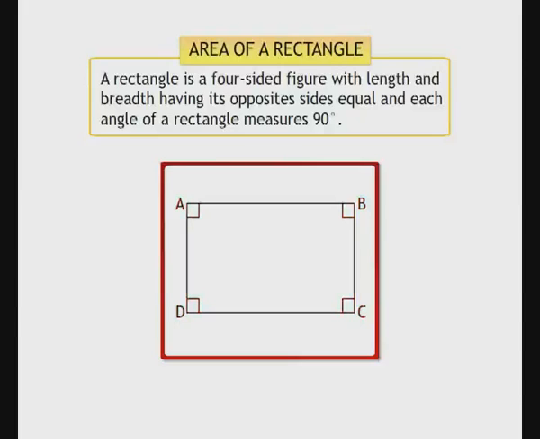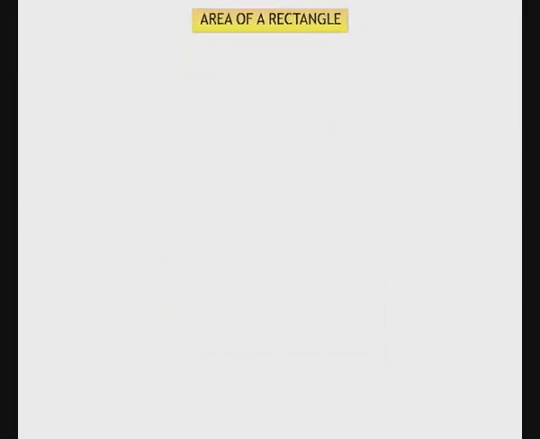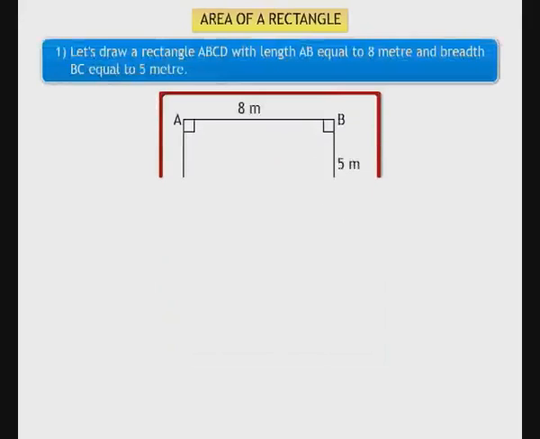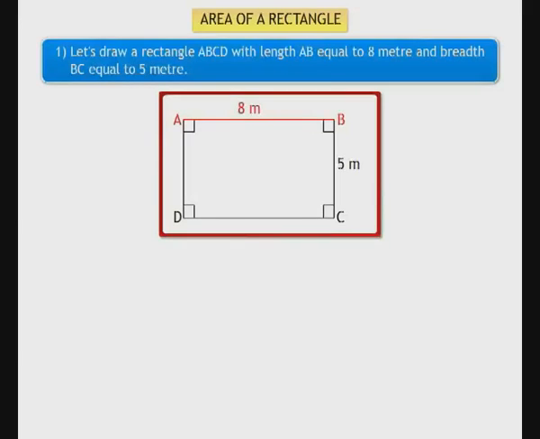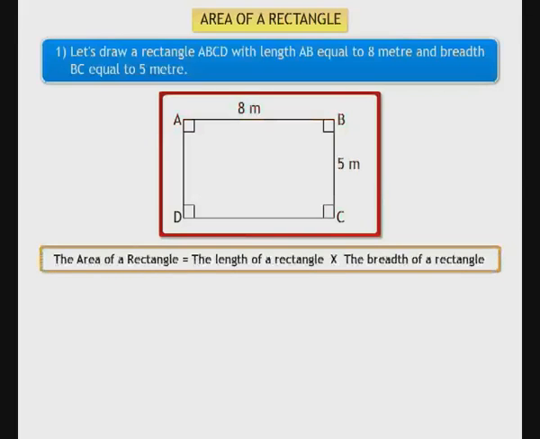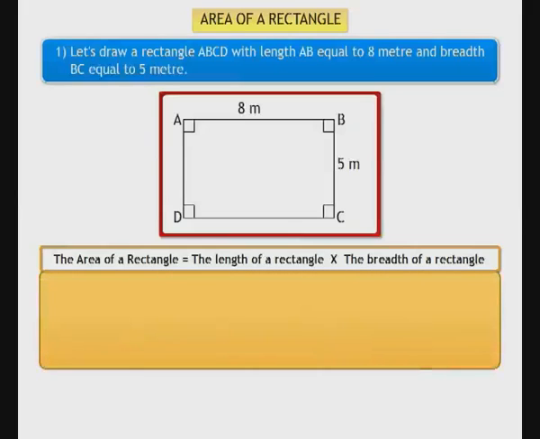1. Let's draw a rectangle ABCD with length AB equal to 8 meter and breadth BC equal to 5 meter. The formula to calculate the area of a rectangle is the area of a rectangle is equal to the length of a rectangle into the breadth of a rectangle. Area is equal to length AB into length of BC, which is equal to 8 meter into 5 meter. Therefore, area is equal to 40 square meter. Hence, the area of rectangle ABCD is 40 square meter.